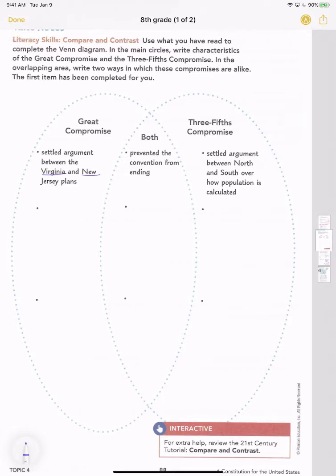So the next one, I would say, popularly elected lower house with seats based on population.